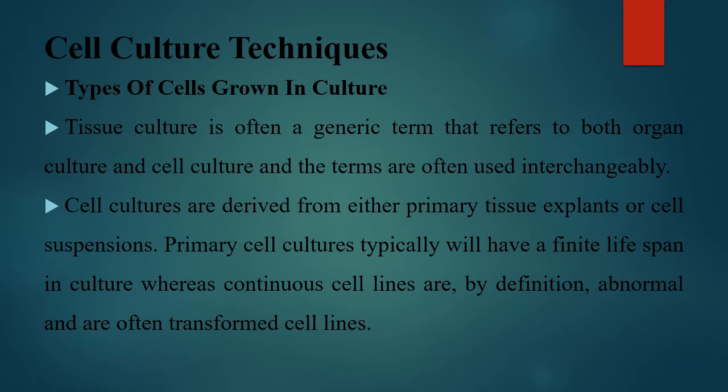Now, the primary cell cultures have a finite lifespan, so they live for a period and then they die off. That is in culture. And then we have also continuous cell lines, which are usually abnormal cells and they do not seem to have a lifespan. They keep moving from one form to another. A typical example is regular cancerous cells.